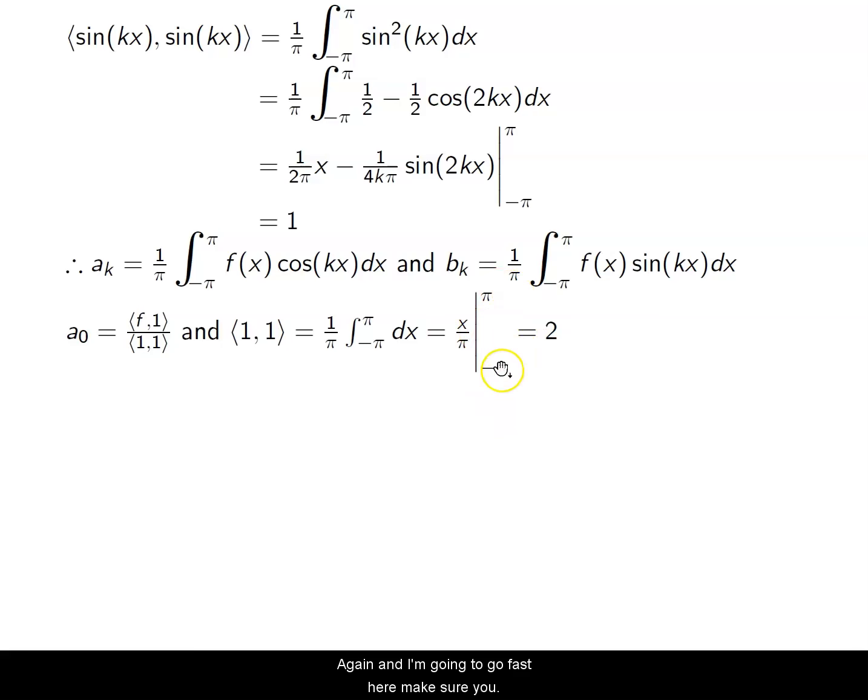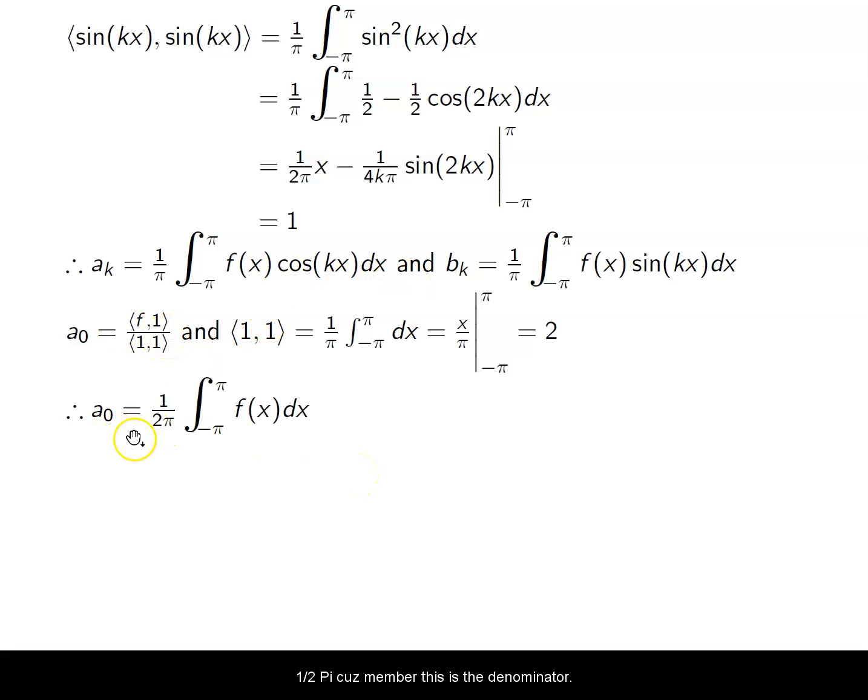Okay, so again, I know I'm going a little fast here, but make sure you pause and you're writing all this down. Checking out your math and arithmetic for yourself on the side would be wonderful. So that's the denominator. So that means that my numerator is going to be the integral of 1 over pi f of x times 1, or just f of x dx. Okay, so for a naught, it's 1 over 2 pi, because remember this is the denominator, negative pi to pi of f of x dx.